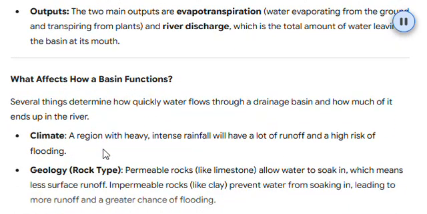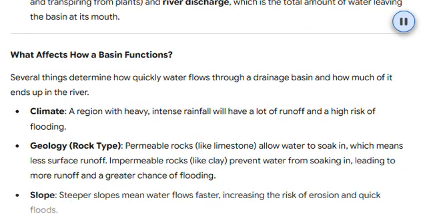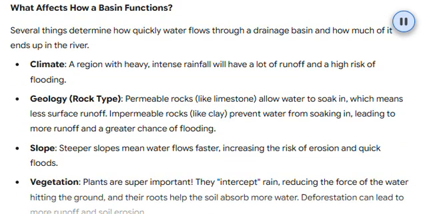Outputs. The two main outputs are evapotranspiration, water evaporating from the ground and transpiring from plants, and river discharge, which is the total amount of water leaving the basin at its mouth. What affects how a basin functions?